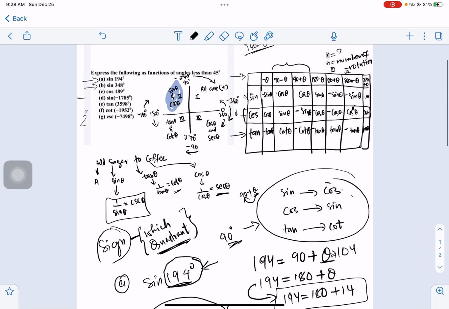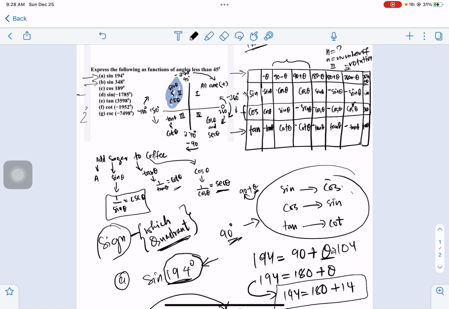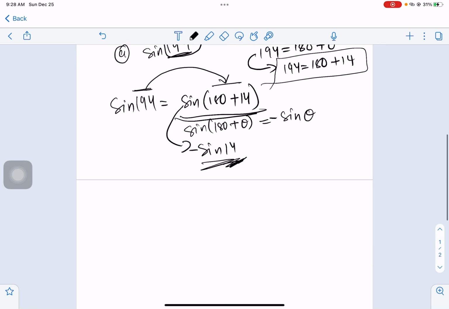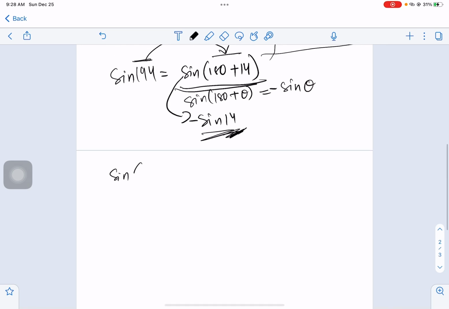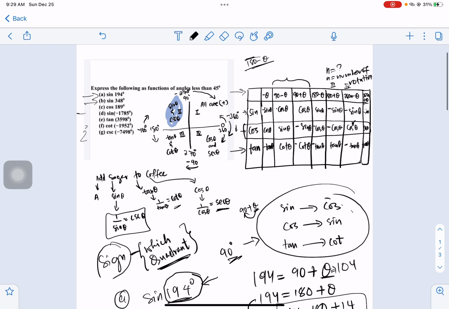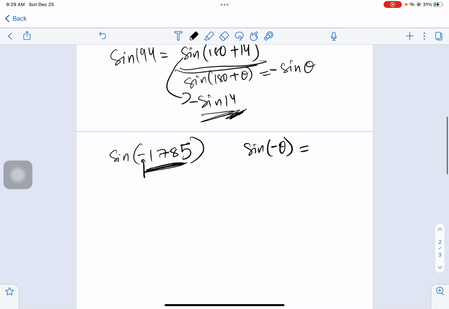Now, let me take sine of negative 1785. First of all, before you try to write this angle in a different form, let's try to solve this negative. You have seen that sine of negative theta is negative sine theta. So this is as good as saying negative sine 1785. Now try to write this angle in a different form.